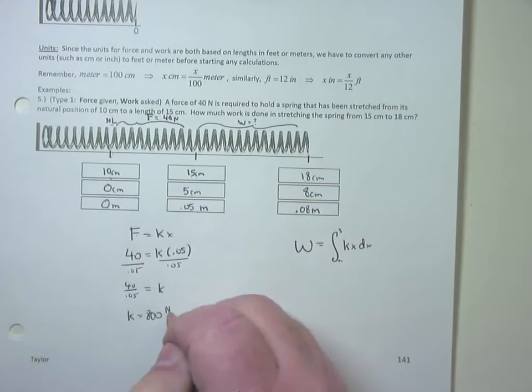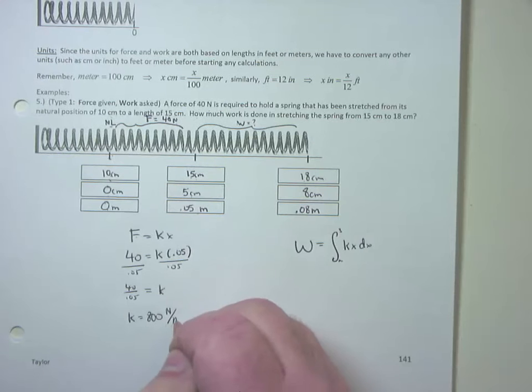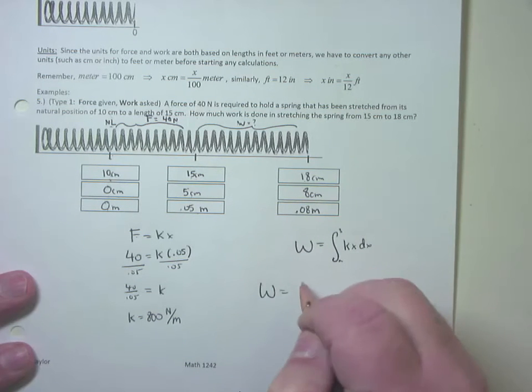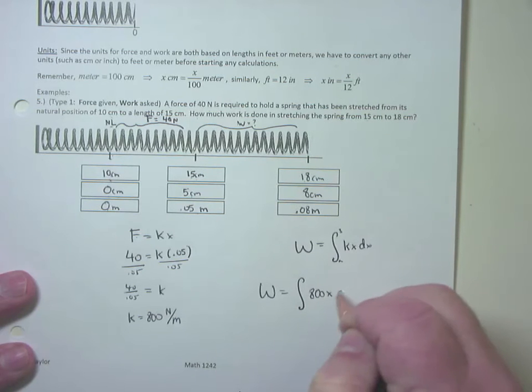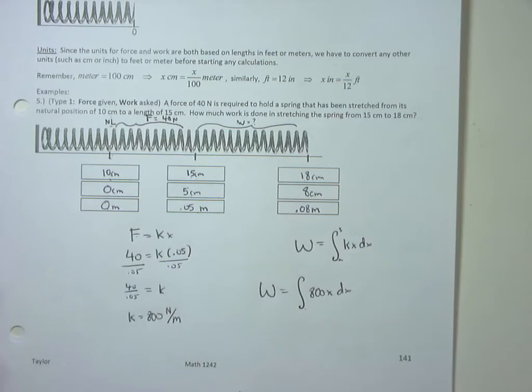Force would be measured in newtons divided by the distance, which will be measured in meters. It's 800 newtons per meter. Does that make sense? But once you've got K, you've got the problem done, almost. Work is equal to the integral of K, which is 800, x dx. All I have to do is figure out my bounds.